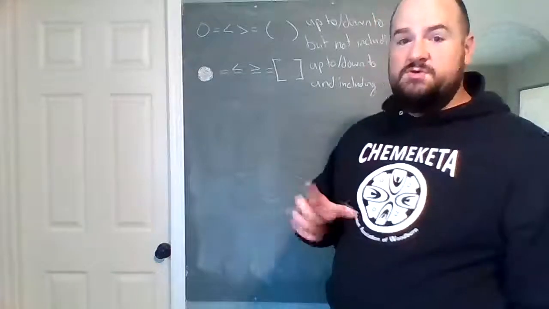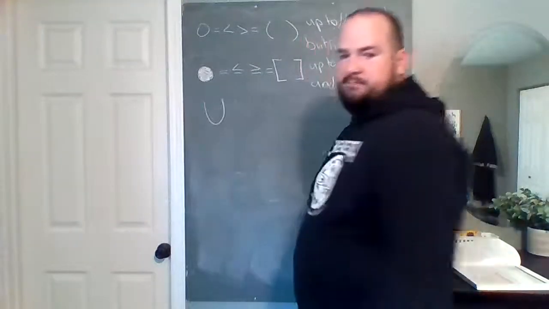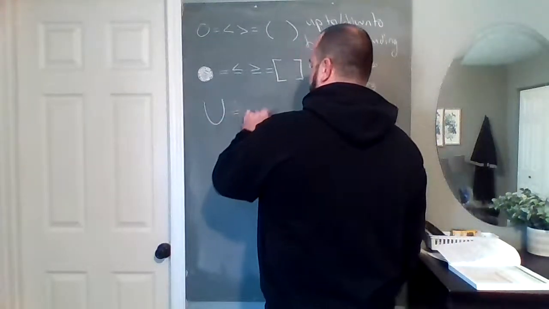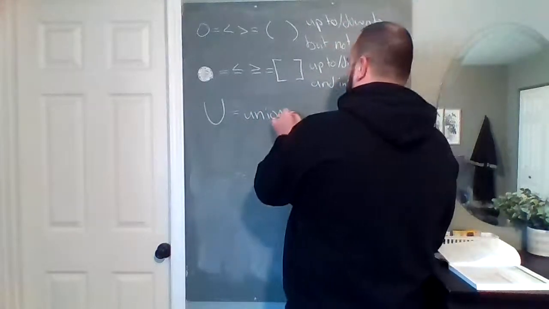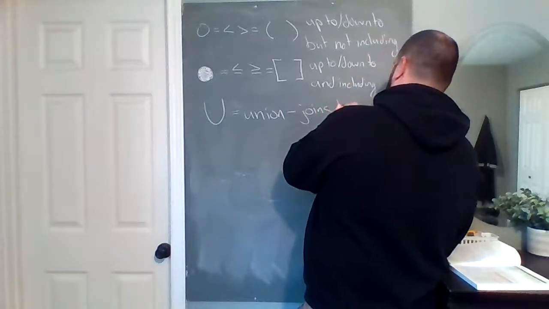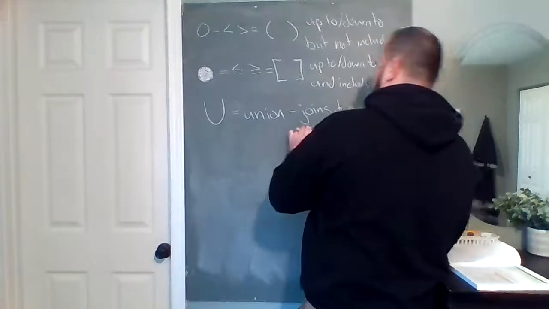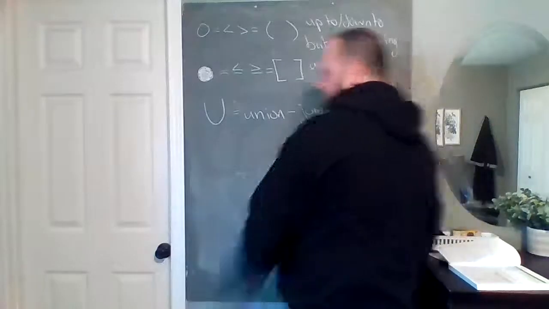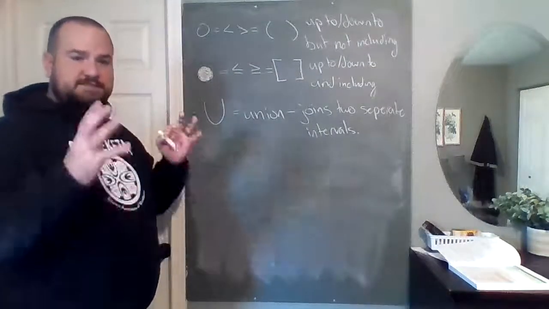And this brings in a new symbol. Our new symbol that we're going to use looks like a big tailless U. What this stands for, we call the union. And what this does is join two separate intervals. This is how we join two separate intervals to create one set.